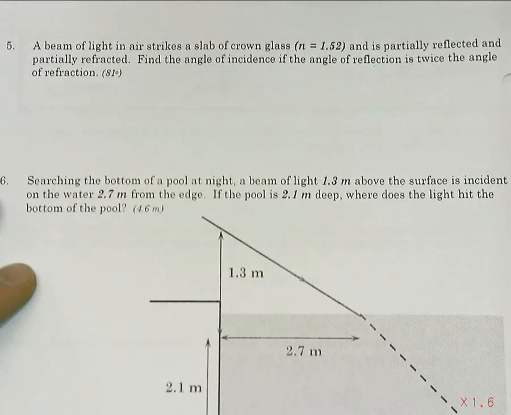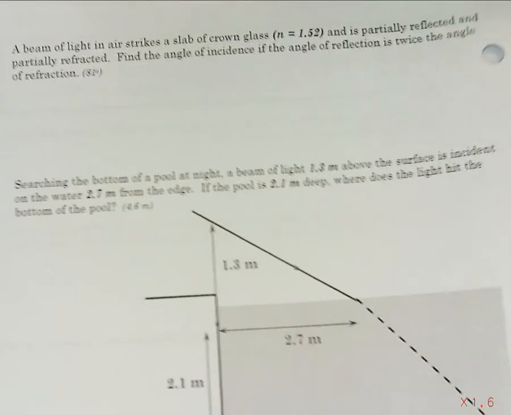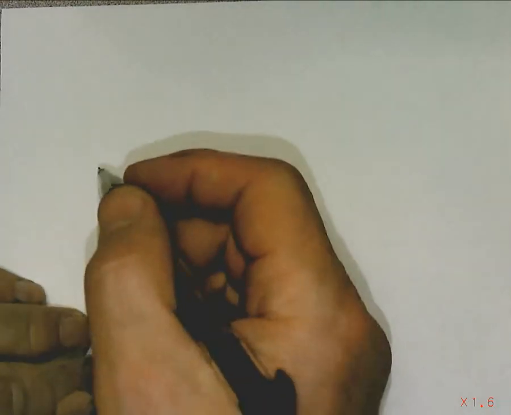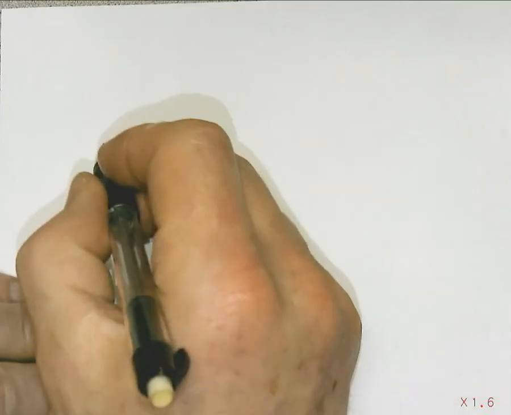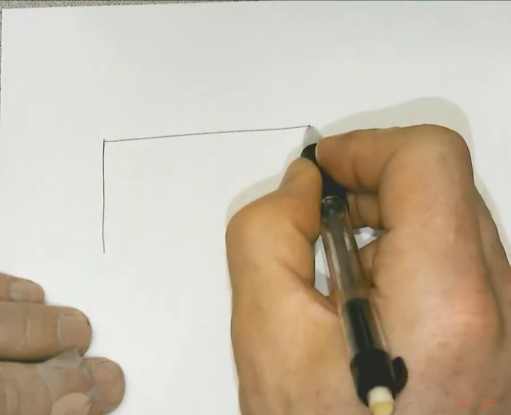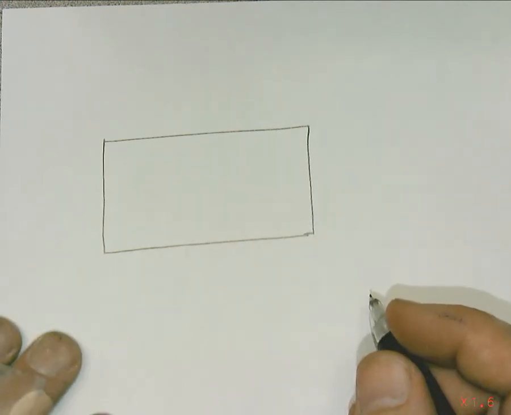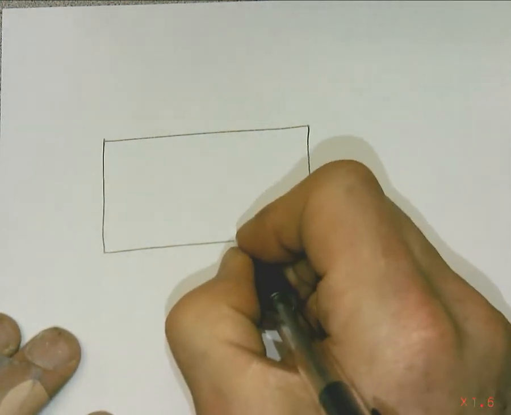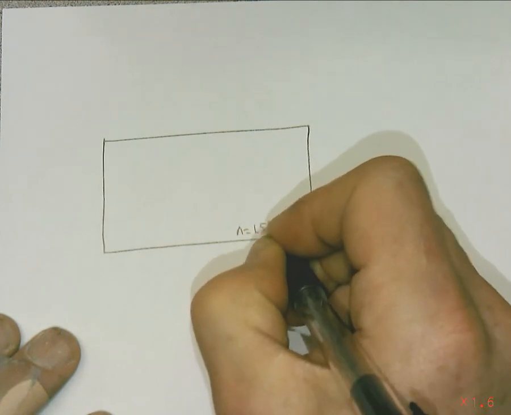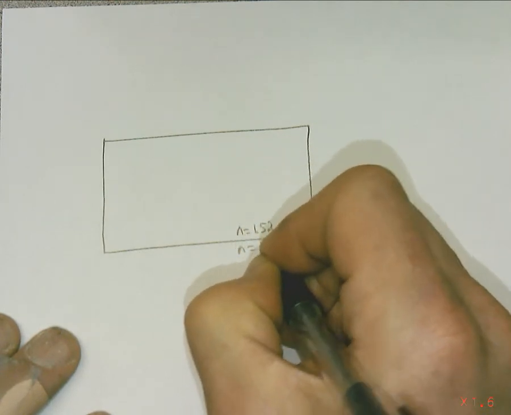Whoa! Okay. Some of you expressed some confusion on some of these problems, and I can see why. This is not necessarily that trivial. So let me help you out here. What I'm going to do is draw my big old slab of crown glass. There it is, folks. Crown glass, and n is equal to 1.52. And outside of that, n is equal to 1 because it's air.